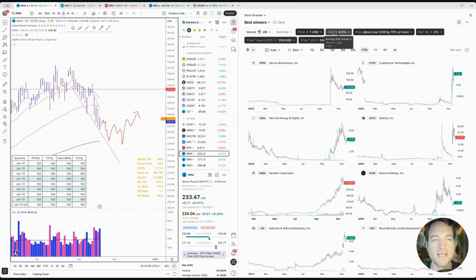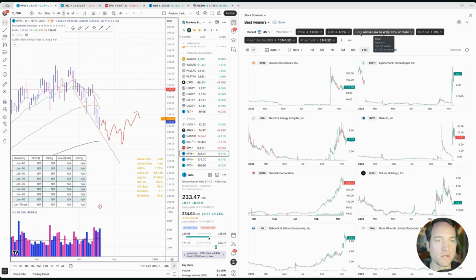Then I use the ADR, average daily range percentage filter. I only want to see very strong moving stocks that have higher volatility. And I use 4.5 here. But I usually trade stocks with an ADR percentage of 5 or more. I want to give it some room, so that in case a stock has an ADR of, let's say, 4.8 or something like that, it still pops up in my scans.